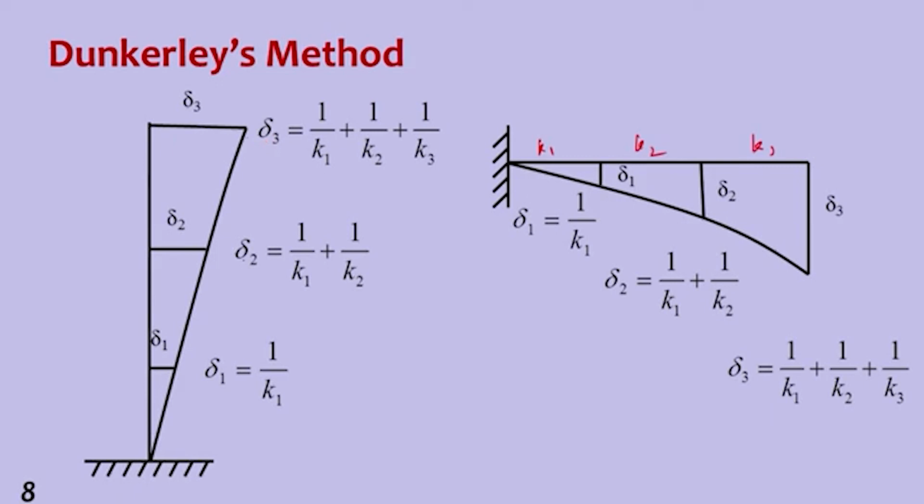And for delta 2, M3 is 0, M1 is 0. So, M2 is present. When M3 is 0, the upper one will be eliminated. So, the equivalent stiffness of K1 and K2 will be 1 by K1 plus 1 by K2. So, we get delta 2, the flexibility coefficient. And for finding delta 1, we have M2 0 and M3 0, and we have only M1. So, since only M1 and K1 are there, we get 1 by K1 as the flexibility coefficient.